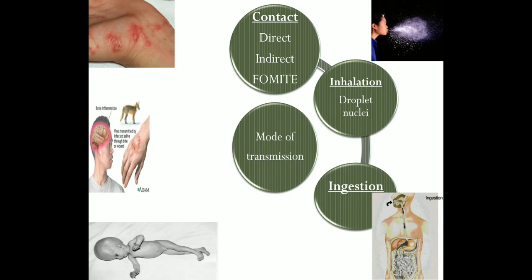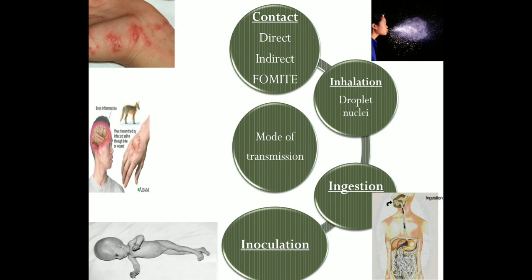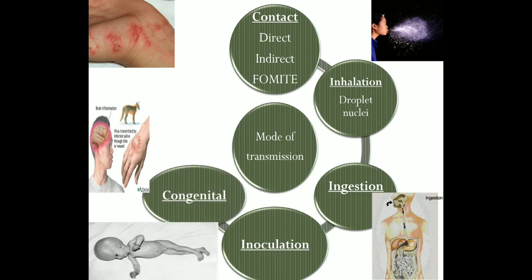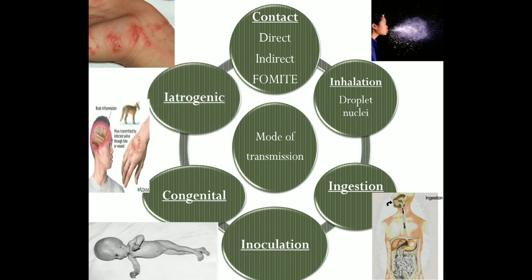The organism can also be ingested, as I mentioned previously, through the feco-oral route due to the fecal contamination of the water sources. The organism can be planted or inoculated directly into the skin by the bite of the vectors or the bite of the mosquitoes, etc. The organism can also be transferred from the mother to the baby, where it is called congenital, and the organism can also be introduced as a result of certain therapeutic, diagnostic and treatment procedures. In such a situation, it is called an iatrogenic transmission.